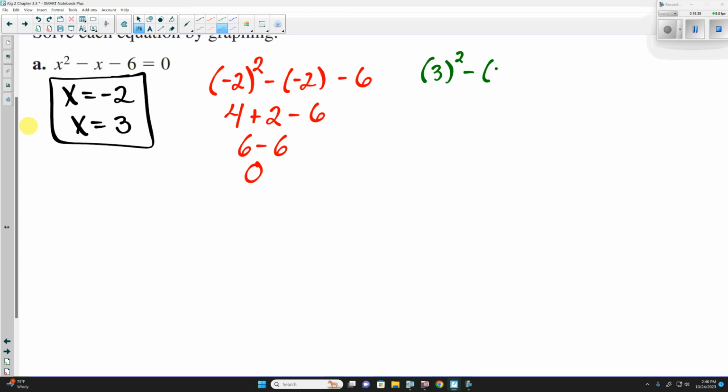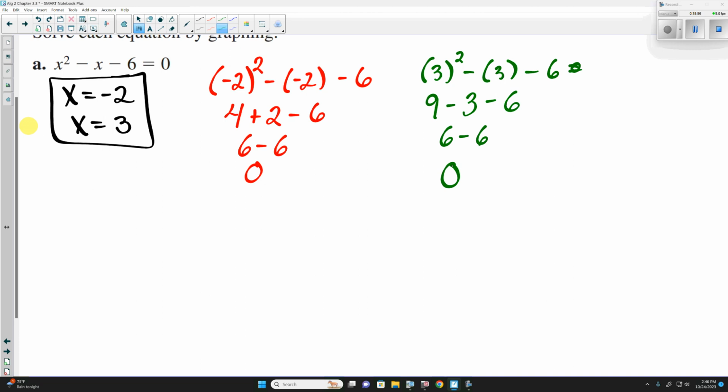3 squared minus 3 minus 6. Well, 3 squared, 3 times 3, is 9. And we have minus 3 minus 6. Well, 9 minus 3 is 6, and 6 minus 6 is 0. So negative 2 and 3 are solutions.